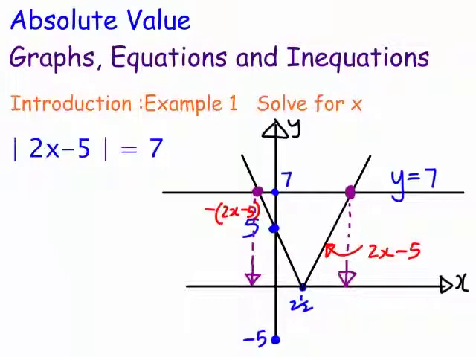Well, we know the positive arm 2x minus 5 will intersect y equals 7, so let's look at the positive arm, which would be 2x minus 5 is equal to 7. 2x is equal to 12, and x is equal to 6.